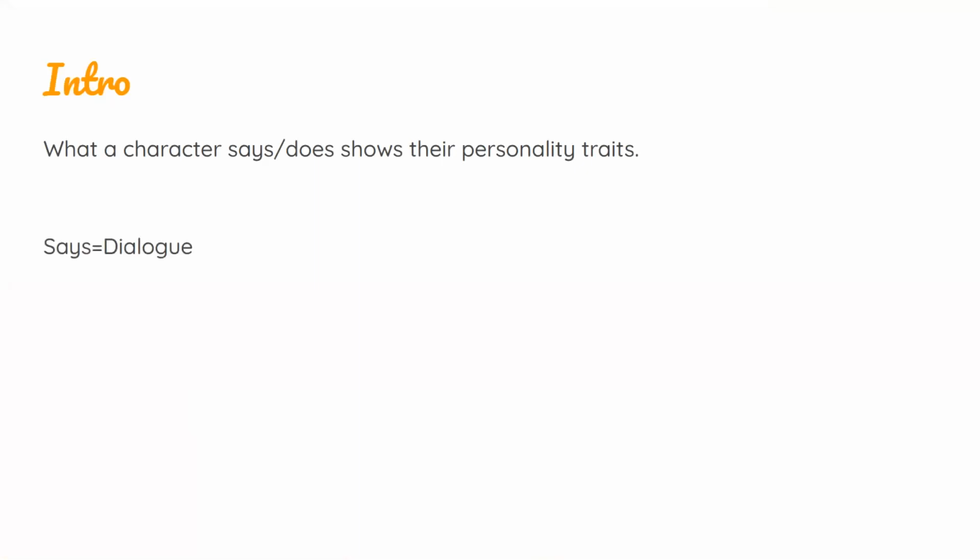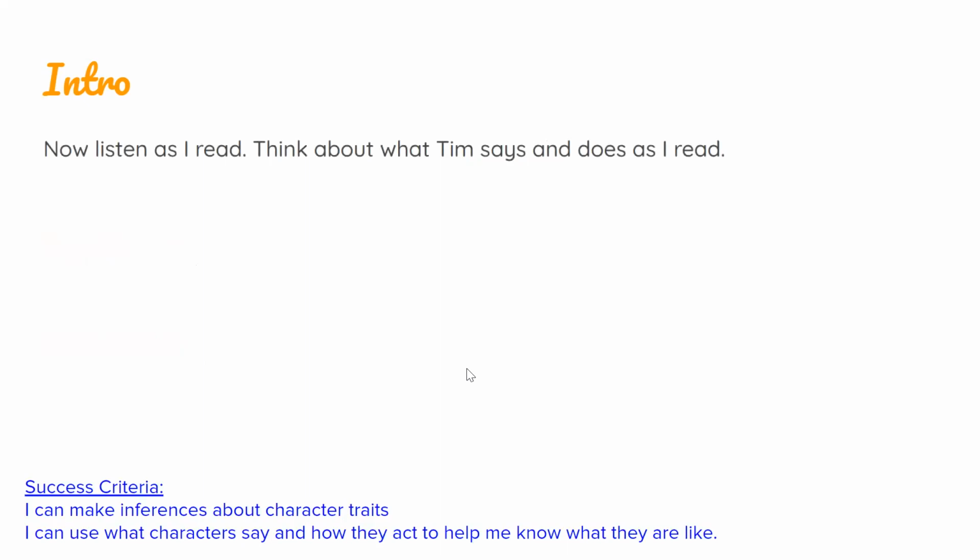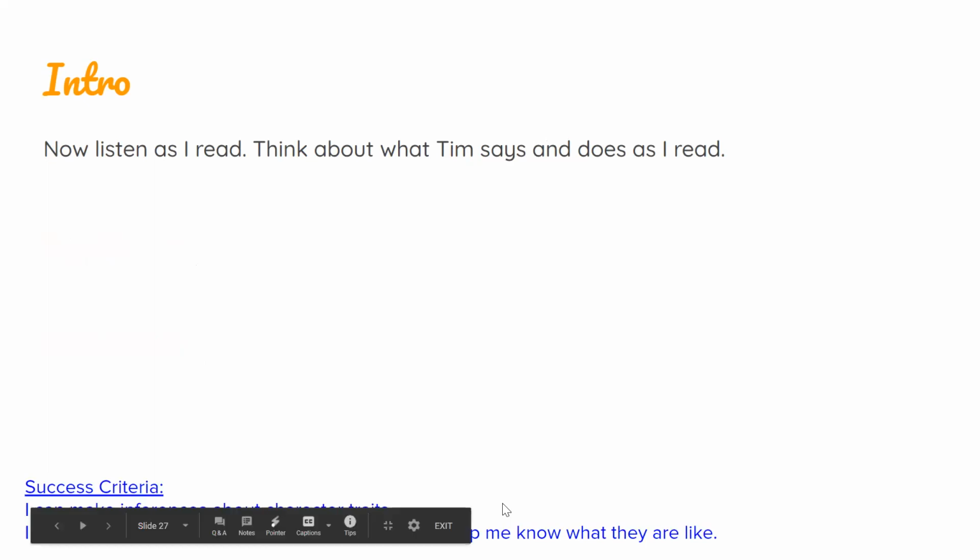What they say, the things that a character says, is their dialogue. The things that come out of their mouth is their dialogue. What they do are their actions. What they do with their body are their actions. What they say is the dialogue. Now listen as I read, and I want you to think about what Tim says and does as I read.